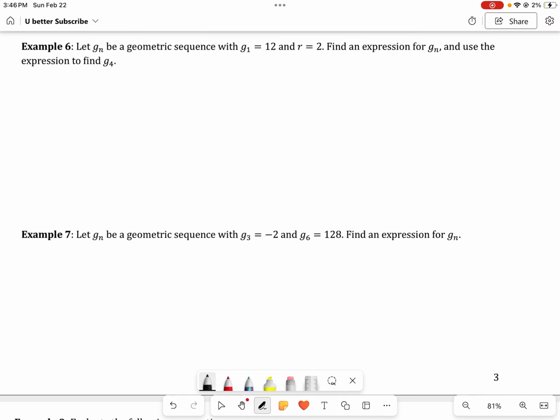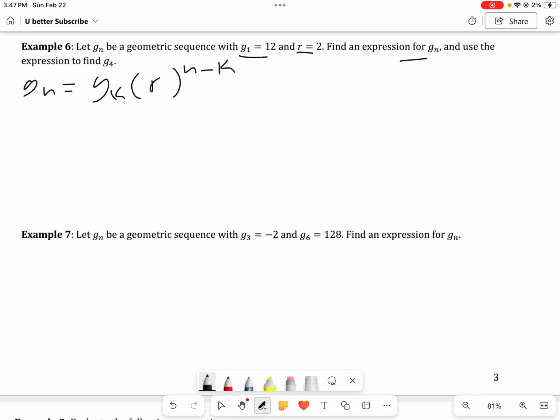Okay, so that was an arithmetic sequence. Now we're going to move on to geometric sequences. They have a different equation, so let's just do it. It gives us these values. It wants an expression for g and to use the expression to find g. So basically the same thing. The original expression is g of n equals g of k times r to the power of n minus k. So let's plug it in with the values we have.